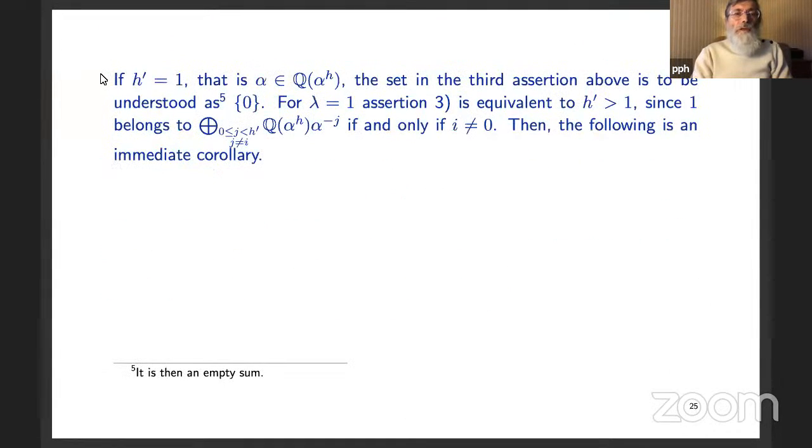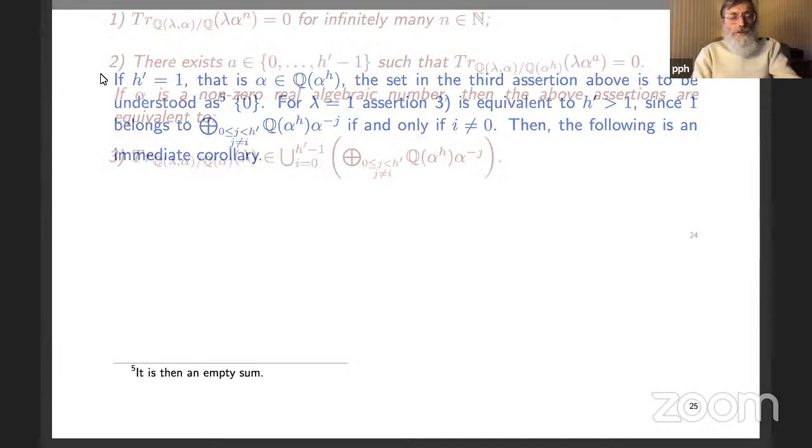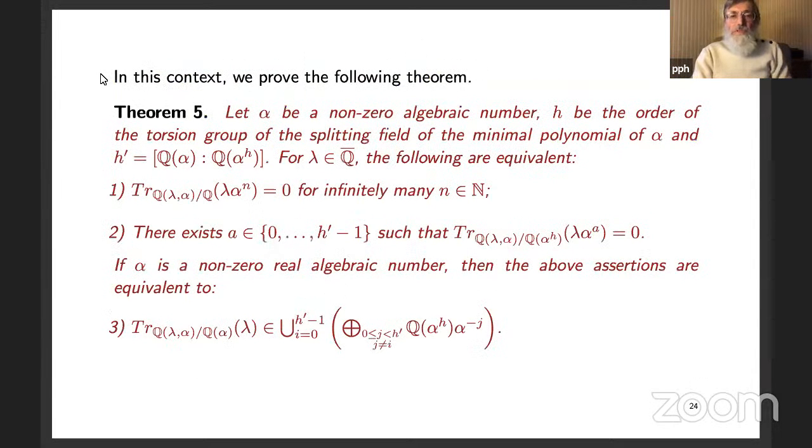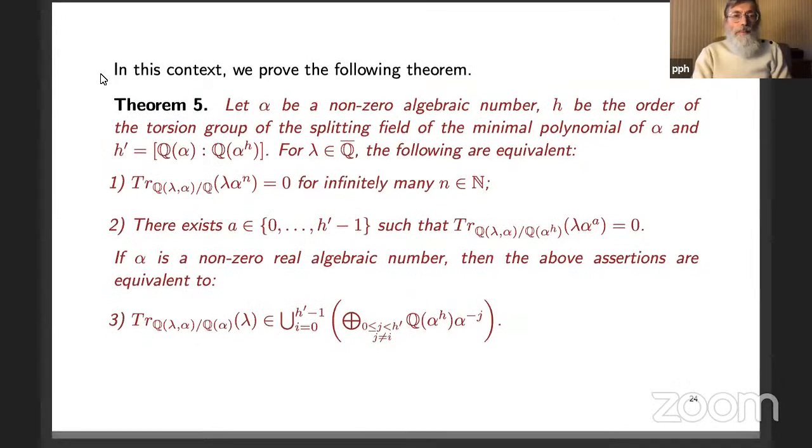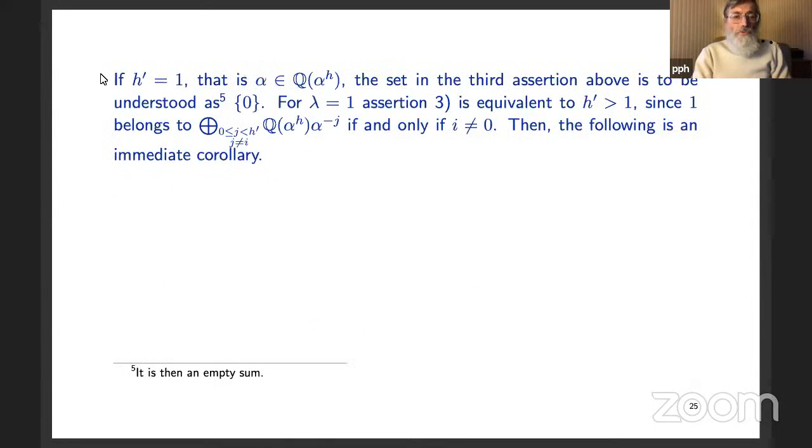So if h prime equals 1, by the definition of h prime, this is the degree of Q(alpha) over Q(alpha^h). This means that alpha belongs to Q(alpha^h). And then the set in assertion 3 is just the empty set. It's an empty sum of sets, so it is just 0. For lambda equal 1, assertion 3 is equivalent to h prime larger than 1. And this is what happened in the example before.